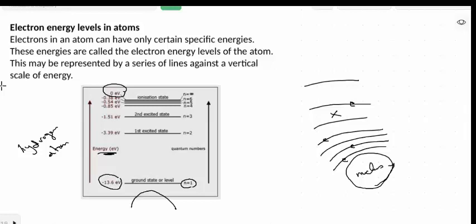And these energies are called electron energy levels of the atom. This may be represented by a series of lines against a vertical scale of energy. You see these lines? They represent the energy states or the energy levels of electrons in an atom.